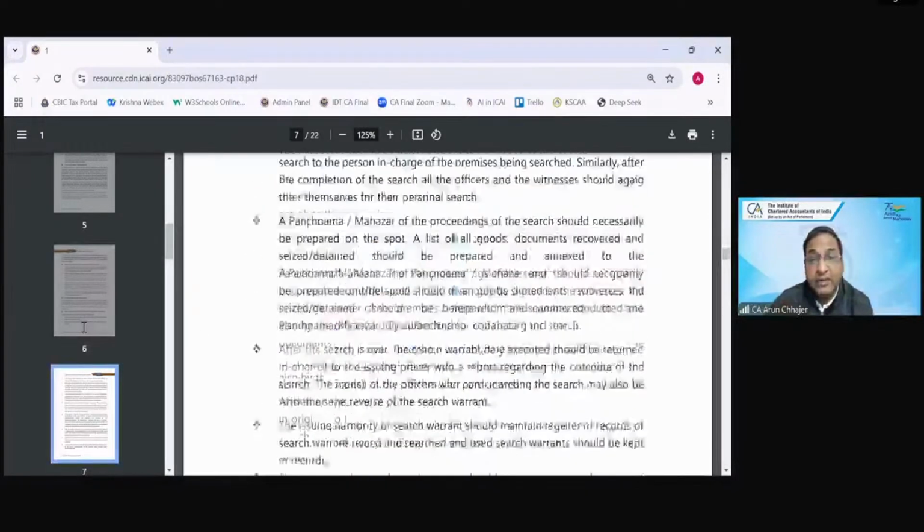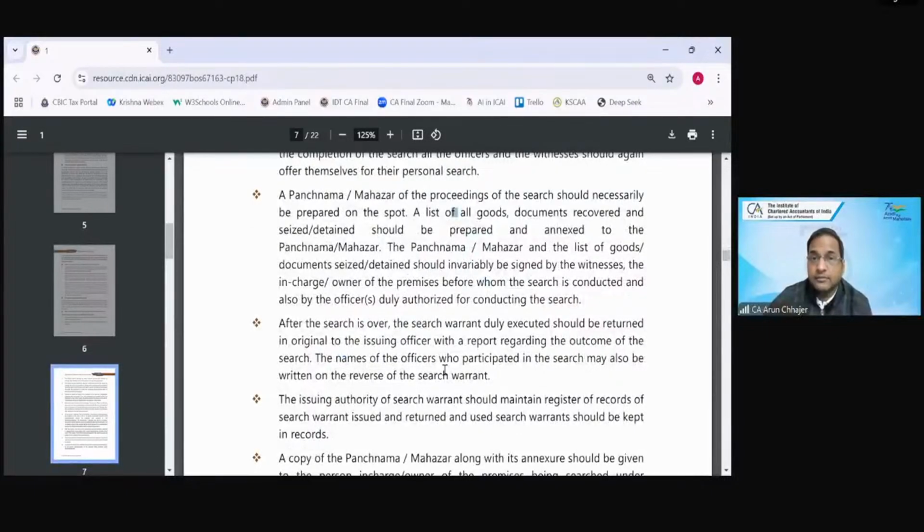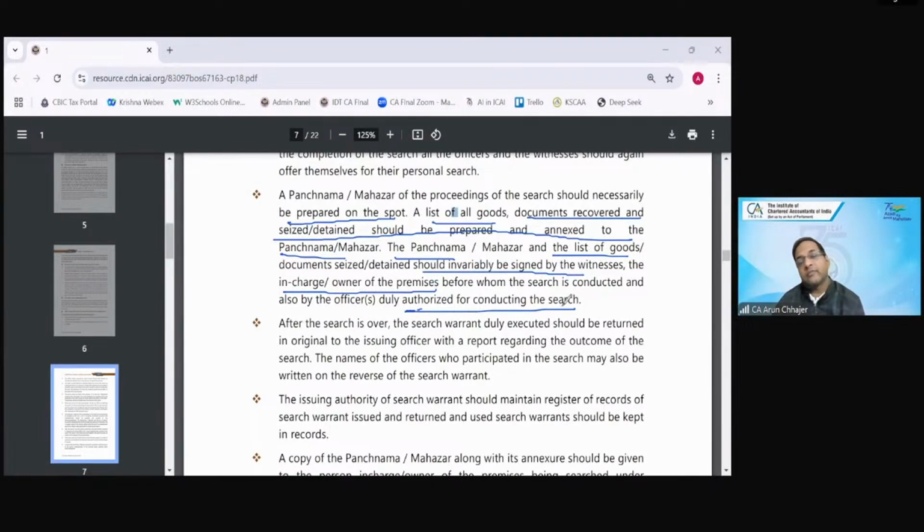A panchnama or mahjar of the proceeding of the search should necessarily be prepared on the spot. A list of all goods and documents recovered, seized, or detained should be prepared and annexed to the panchnama. The panchnama and the list of the goods detained should invariably be signed by the witnesses, the in-charge or owner of the premises before whom the search is conducted, and also by the officer duly authorized for conducting the search.